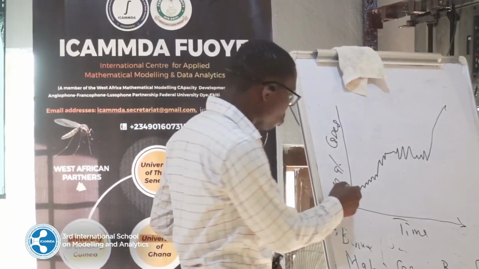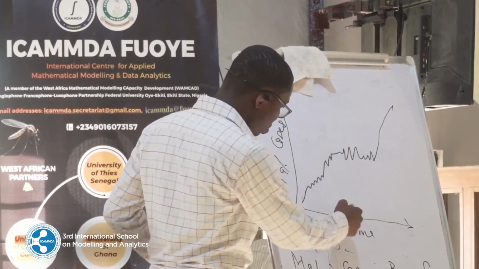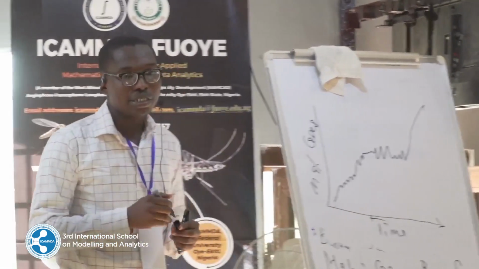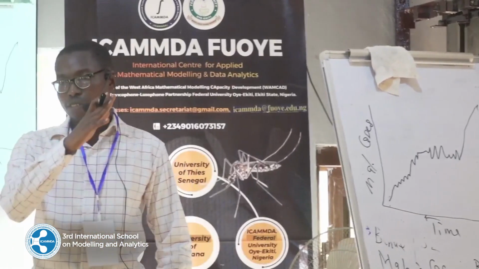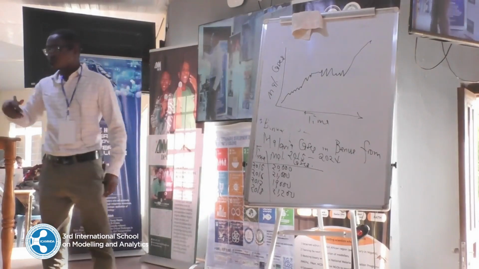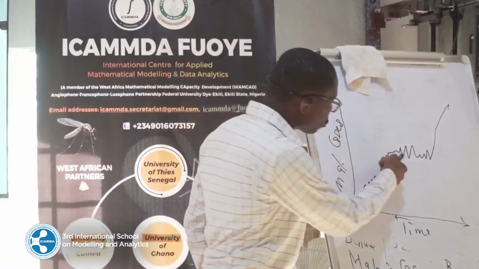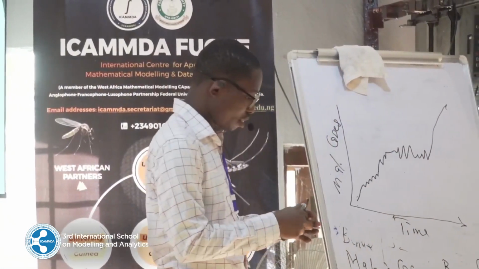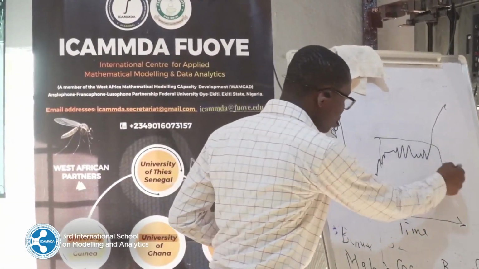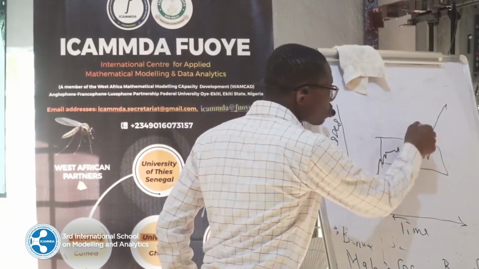For instance, what do we observe from this point to this point? There's an upward trend. What is trend? Trend is the upward or downward movement of the entity. So there is an upward trend here. And then here there is no trend, it's a bit stagnant. And after this point, we also have an upward trend.